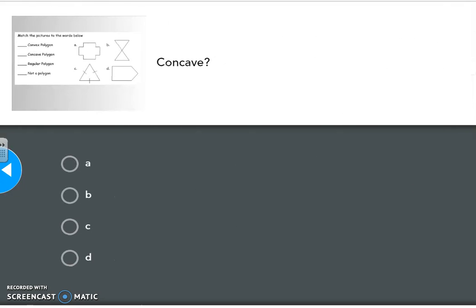Concave means that the interior angles could be more than 180 degrees. So this angle right here on this little cross thing, this angle that's inside, this angle's 270 degrees. So that's what makes that a concave polygon.